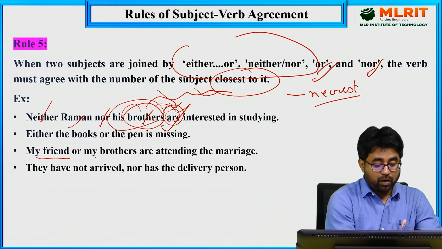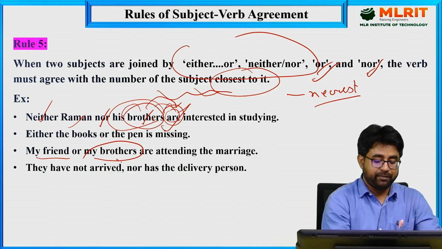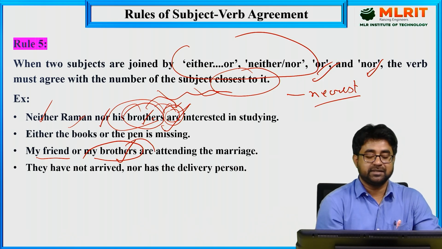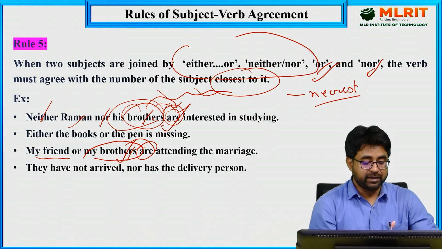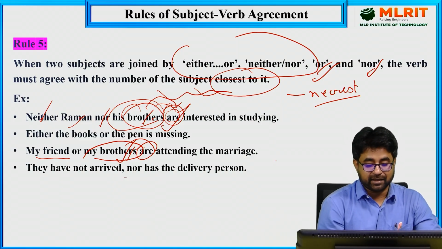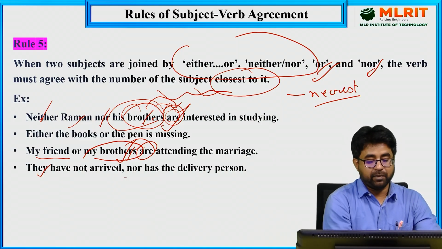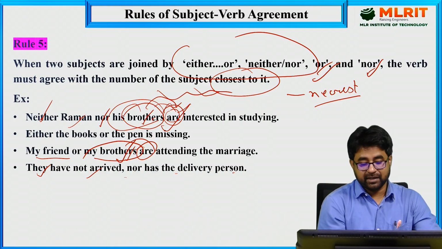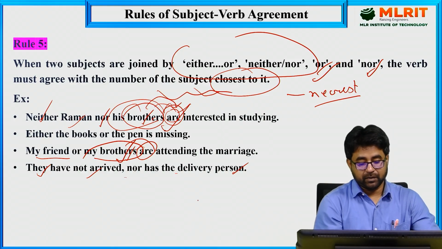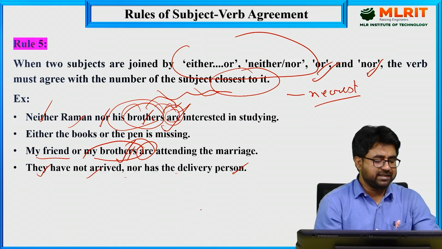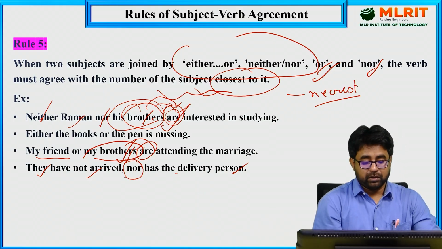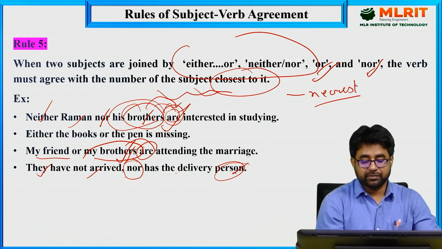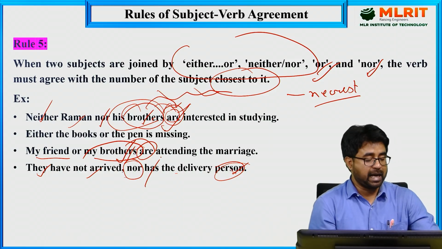My friend or my brother, same logic. You can see I have to look at the closest, the nearest subject. This is plural, hence I am using "are." So this is one thing. They have not arrived, nor has the delivery person. Now this sentence structure is a little different, but you have to remember here I am using "nor." Now here it is singular, the nearest one is this one, and that's why I am using "has."